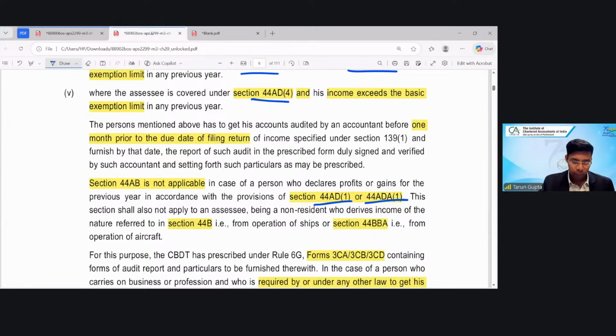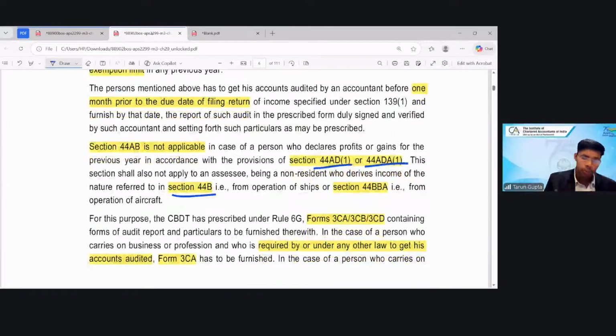So there's a limit of 2 crore, 3 crore as the case may be, in 44AD. Even though the limit exceeds 1 crore, if you opt for 44AD, audit is not required. Similarly, there's a limit of 75 lakh in 44ADA. Even though the limit exceeds 50 lakh, audit is not required if you opt for 44ADA. For 44B or 44BBA: 44B is for shipping at 7.5%, and 44BBA is for aircraft at 5%.